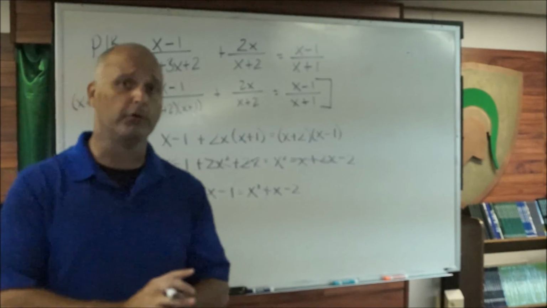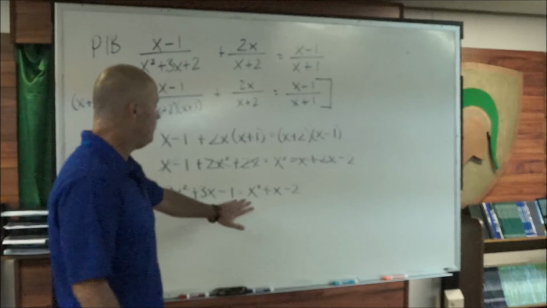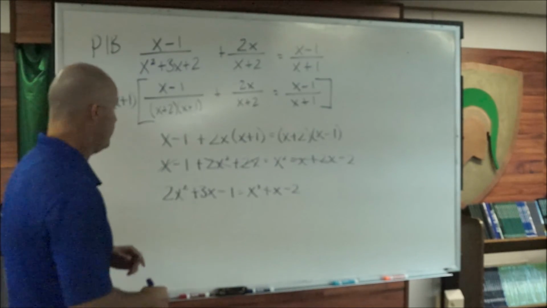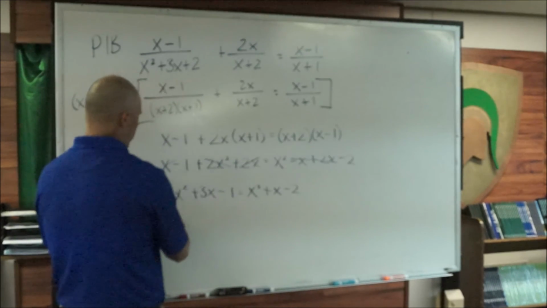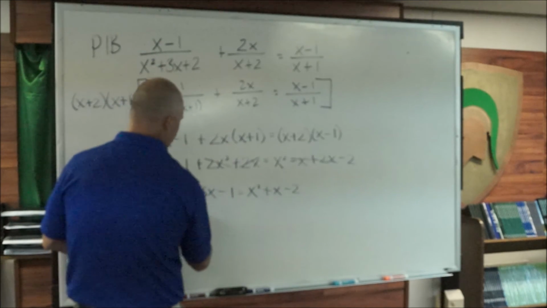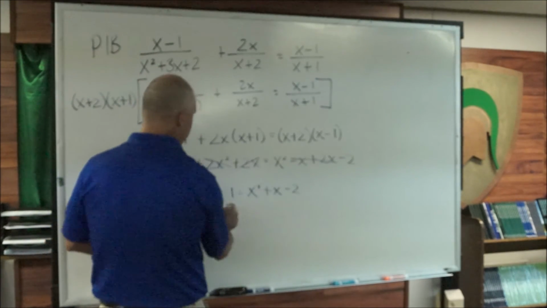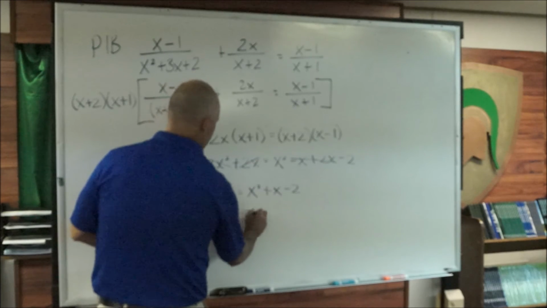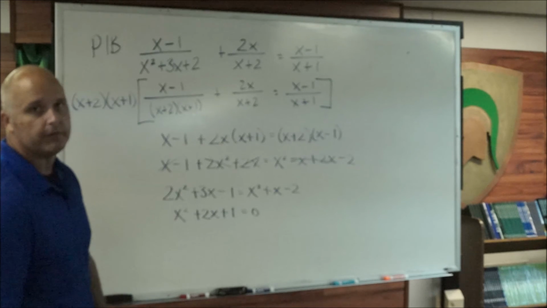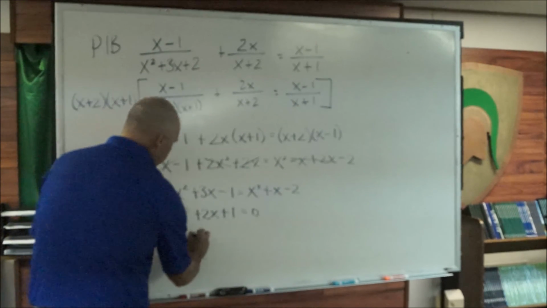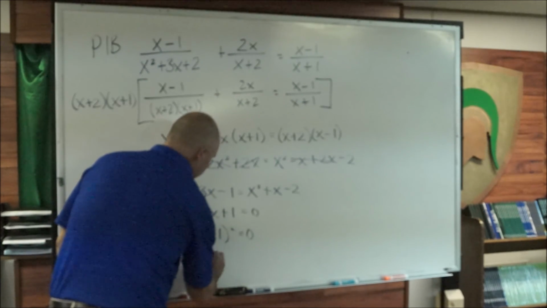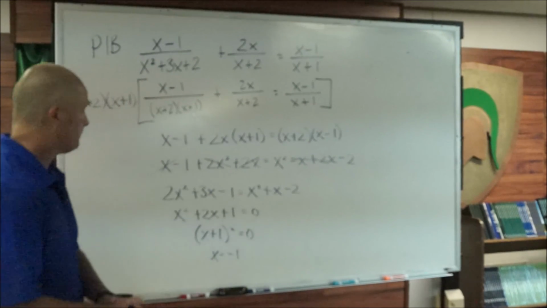Now I've got quadratics on both sides. What I'm going to do here is move the one with the smaller coefficient over to the other side in order to get one quadratic equation. So subtract x squared from both sides, that becomes x squared over here. Subtract x from here, you get positive 2x, and then add 2 to both sides, and you get plus 1 equals 0. So now it's x squared plus 2x plus 1. This is a perfect square trinomial with x plus 1 squared equals 0. So we know that x is equal to negative 1.